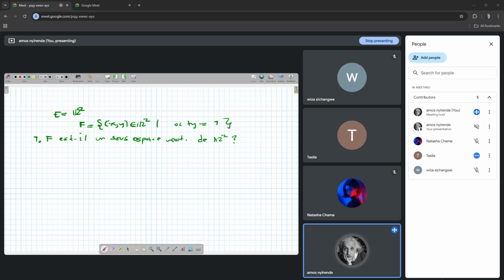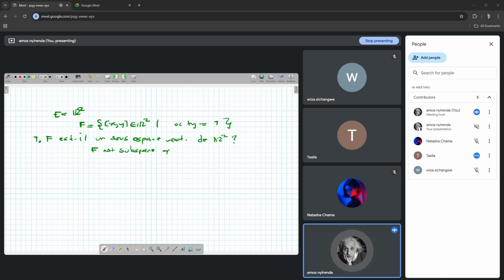But then is (0, 0) an element of F? No. Because if I plug in 0 for X and 0 for Y, 0 won't be equal to 1. So we see that (0, 0) is not an element of F. And because the first condition has been violated, we cannot continue. We cannot check the other two conditions. So automatically, F here is not a subspace.